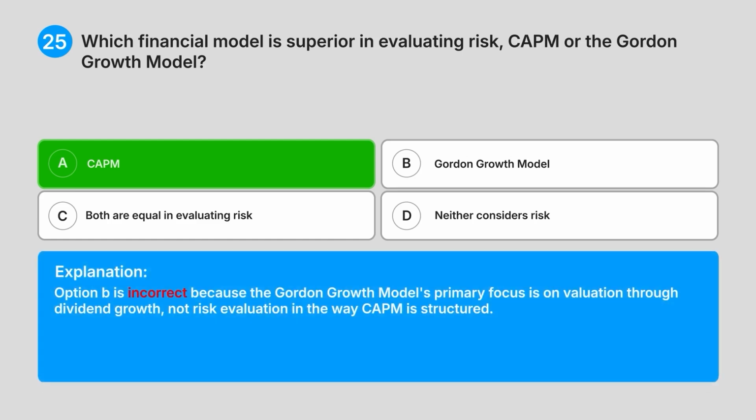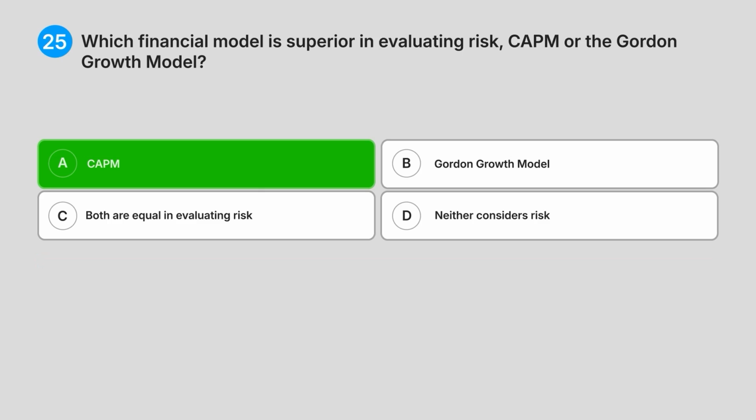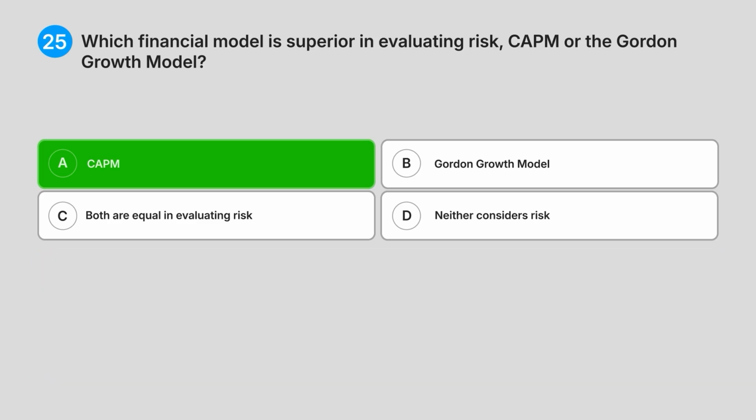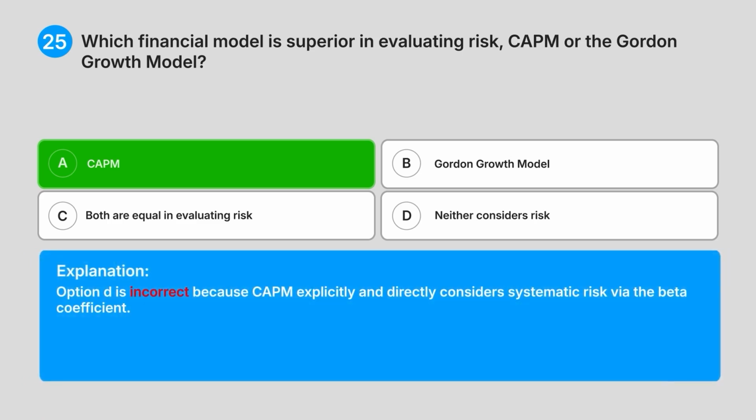Option B is incorrect because the Gordon growth model's primary focus is on valuation through dividend growth, not risk evaluation in the way CAPM is structured. Option C is incorrect because the models are not equal in evaluating risk. CAPM is designed for this purpose, making it superior. Option D is incorrect because CAPM explicitly and directly considers systematic risk via the beta coefficient.